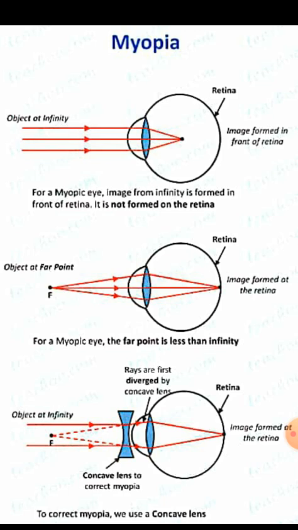This type of defect is corrected by using a concave lens of suitable power. The light rays coming from the distant object are focused on the concave lens first. They get diverged and they form a virtual image at the far point of the myopic eye. Now the rays appear to come from the far point of the myopic eye and the image is focused on the retina.